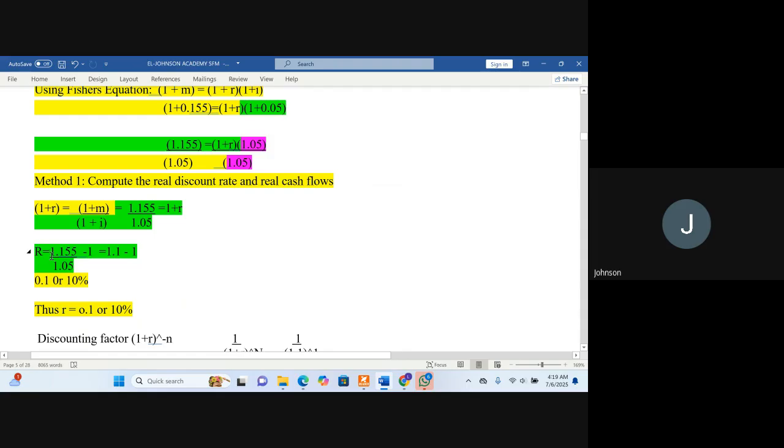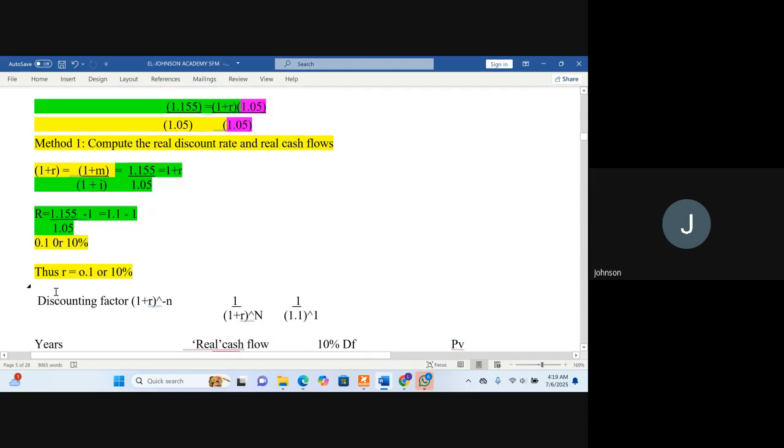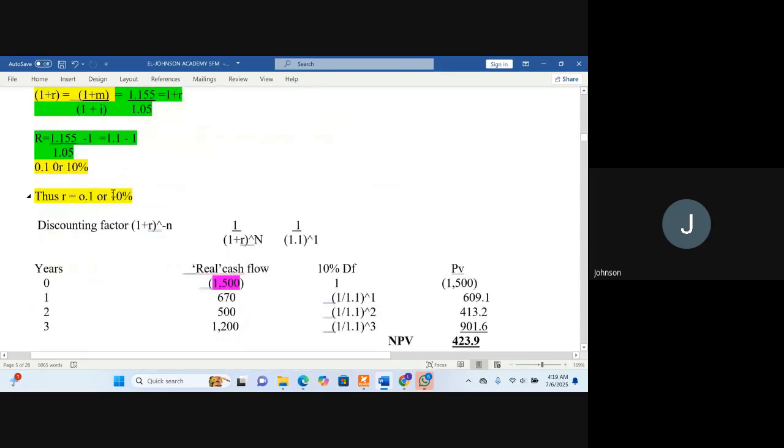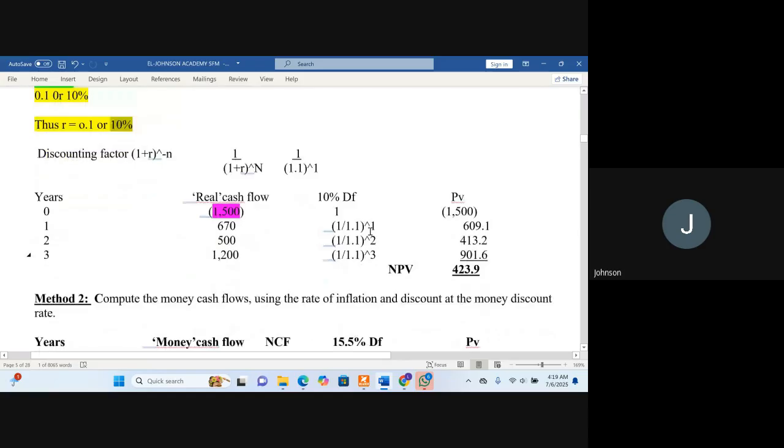So when you take your calculator and you press 1.155 divided by 1.05, whatever your answer, you get 1.1. Then you minus 1 from it, so it becomes 1.1 minus 1. What does it give you? It's giving you 0.1. Or if you want to make it a percentage, you multiply it by 100, it now gives you 10%. So our real money terms can be 0.1 or 10%. That is how we were able to get this 10% that we use on our discount table.